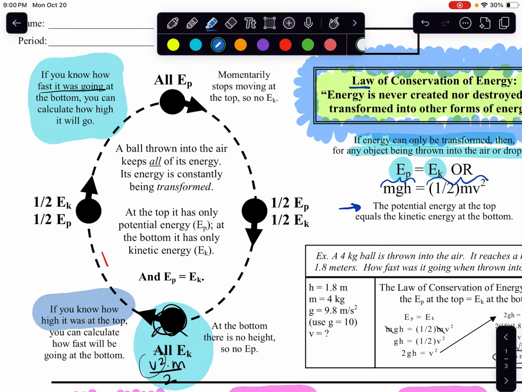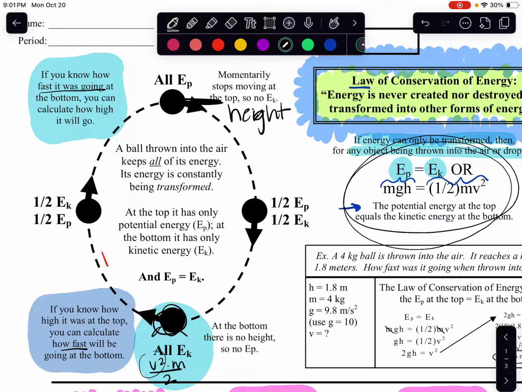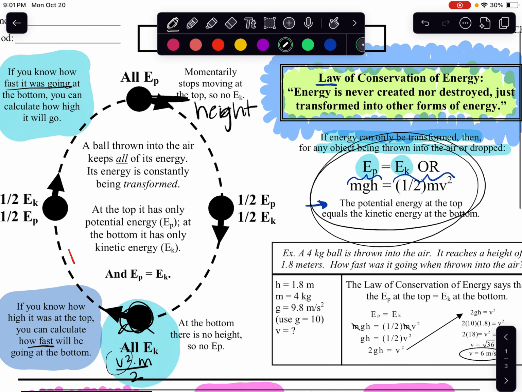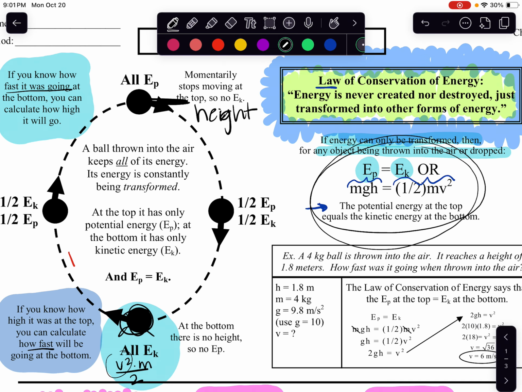Conversely, if I knew the exact height right here at this point, if I knew what that was in meters, I could figure out how fast the ball was going at the bottom, because I can set these things equal to each other. So the maximum potential energy, which is at the top or the highest height, equals the kinetic energy at the bottom where it's at its fastest speed.